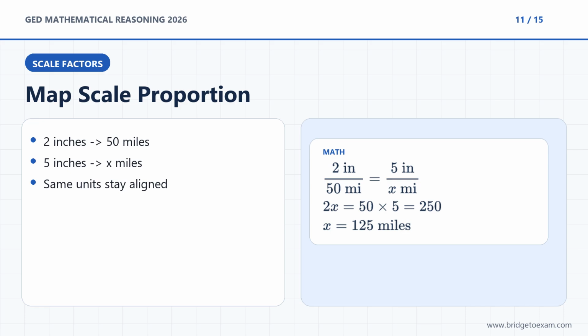Map scales are proportions. If 2 inches represents 50 miles, then 5 inches represents x miles. Cross multiply to get 2x equals 250. Divide by 2, so x equals 125 miles.